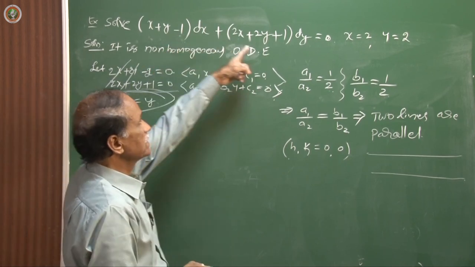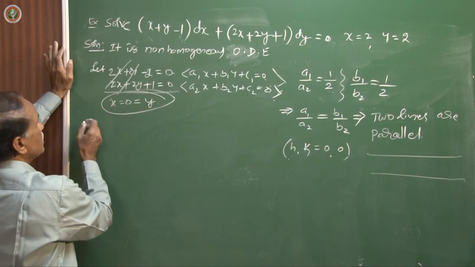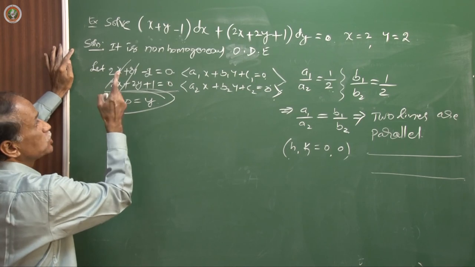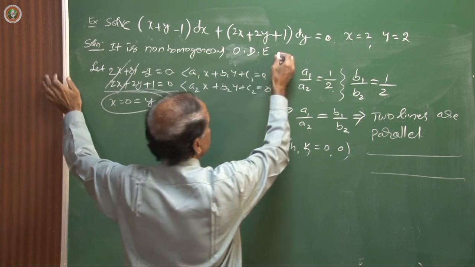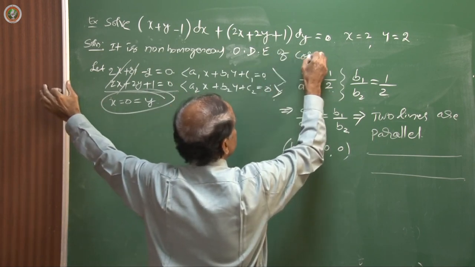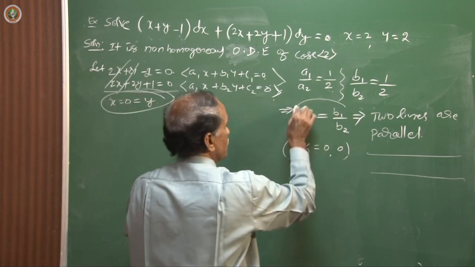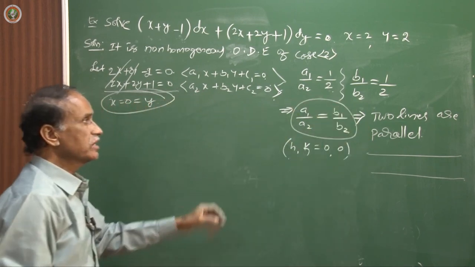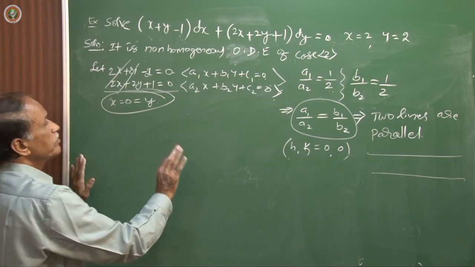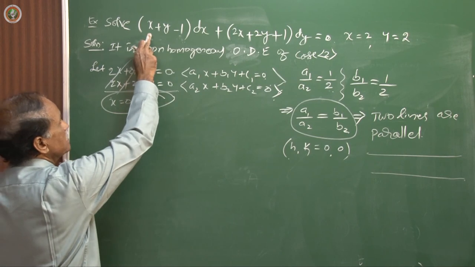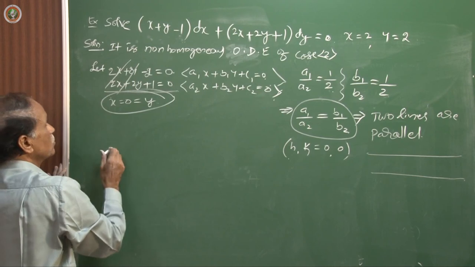That means your minus 1 is there and plus 1 is there, you have to eliminate. Fine. Now, it is non-homogeneous of case 2, you have to write. If you want, you can write: it is non-homogeneous ODE of case 2 according to our theoretical discussion. Case 2 is what? This one. Case 2 is A1 by A2 is equal to B1 by B2. So, now we will take one quantity in terms of some variable. Right, we will do that.